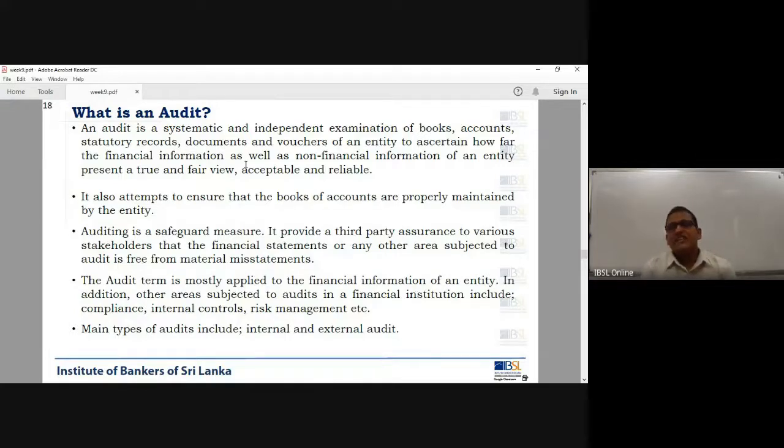information. Because some people are misled that these audit people are always looking at the financial information. Actually, it is the financial information as well as non-financial information of an entity that should present a true and fair view, acceptable and reliable. Sometimes the non-financial information may be very important information for an entity.